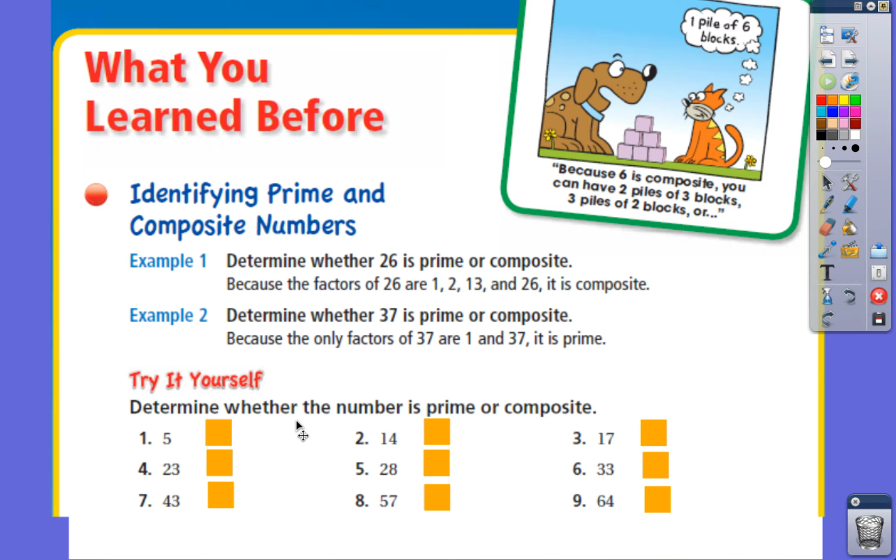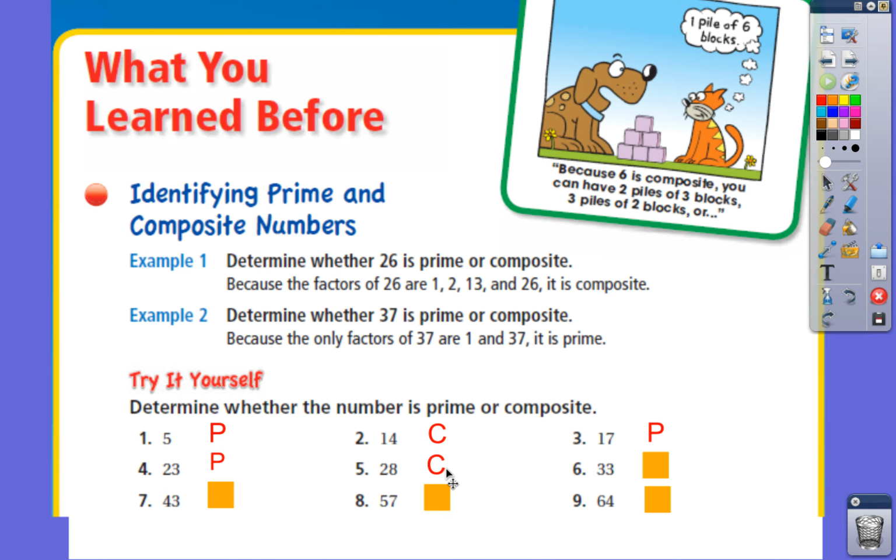Okay, let's take a look at number 1. 5 is prime. The only way to get 5 is 1 times 5. Number 2, 14, is composite. I can multiply 1 times 14 or 2 times 7. Number 3, 17, is prime. 1 times 17 is the only way to get 17. Number 4, 23, is prime.